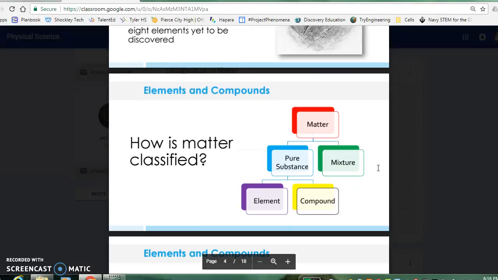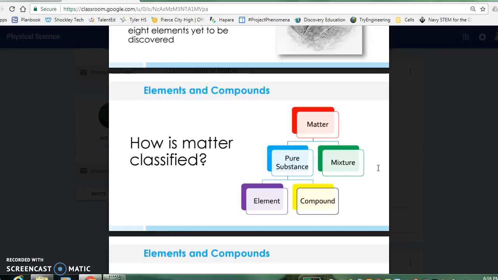So how is matter classified? As you can recall, matter is anything in the universe that has mass and volume. Volume meaning it takes up space. Matter then can be divided into 2 categories. It is either a pure substance or a mixture. If it is a pure substance, it can further be divided as either an element or a compound.